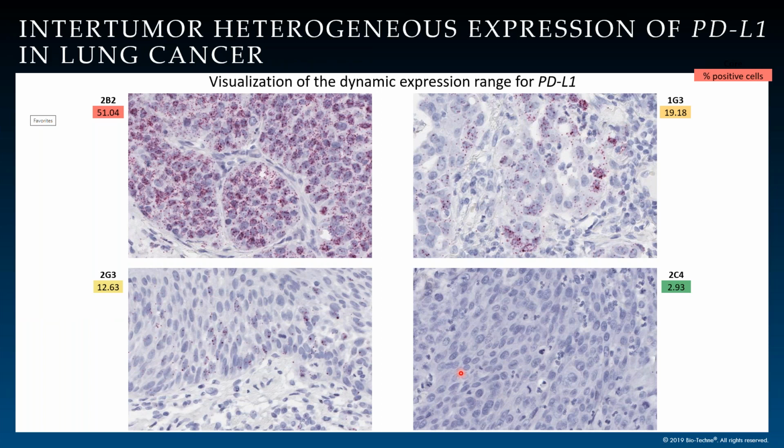Next, I want to bring your attention to how important it is to characterize tumor heterogeneity and how RNAscope can help with intracellular and intercellular heterogeneity analysis. In this example, we are visualizing PD-L1 expression in different lung cancer tumors. And as you can see, different lung cancer tumors express different degrees of PD-L1, showing intertumor heterogeneity.